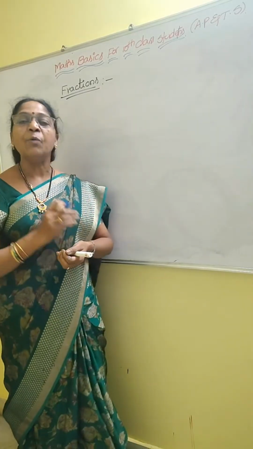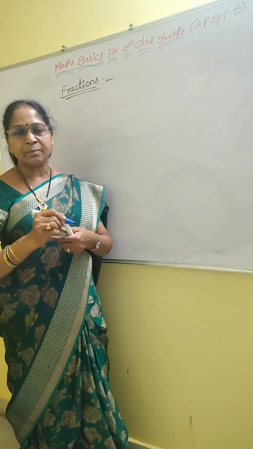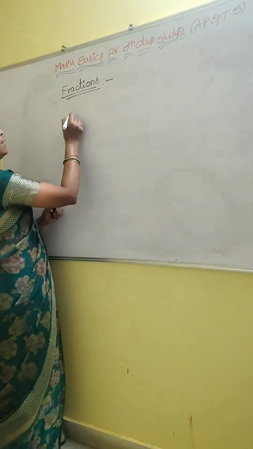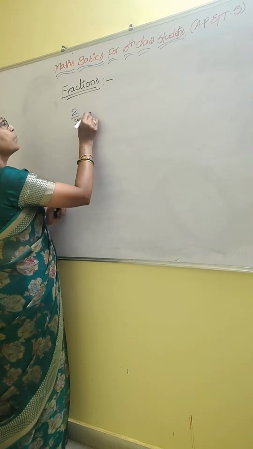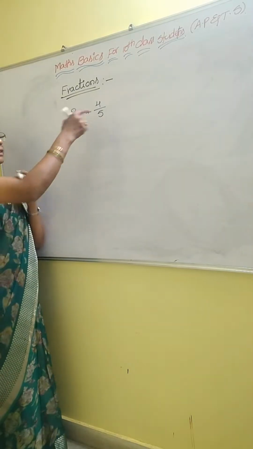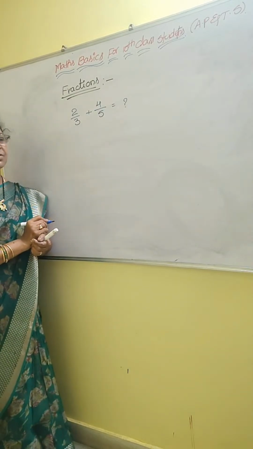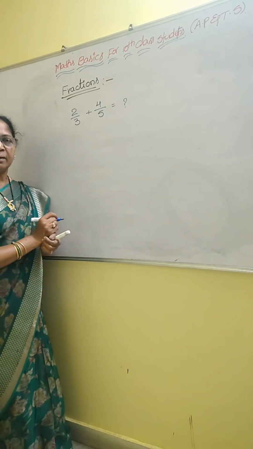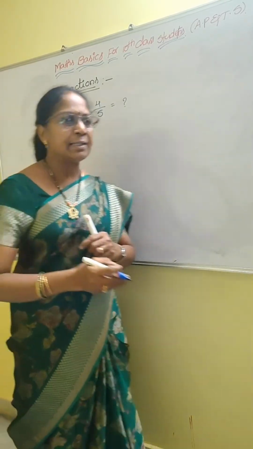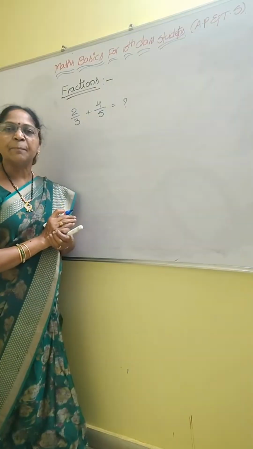Here what we have to learn is how to find the LCM, when the given fractions are unlike fractions. For example, 2 by 3 plus 4 by 5 equals how much? This is the question. Can you add the fractions directly, or subtract them directly? No, you cannot add or subtract the fractions directly.